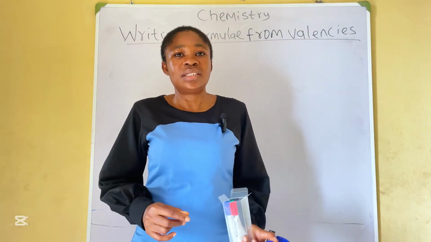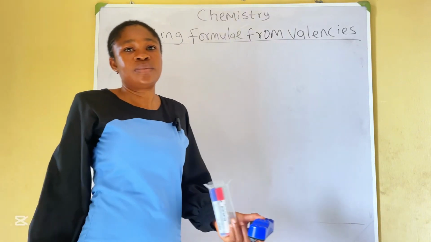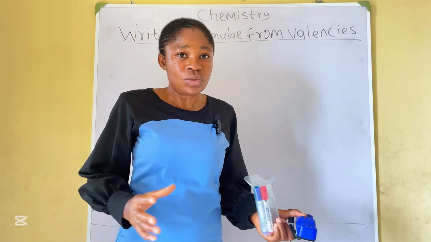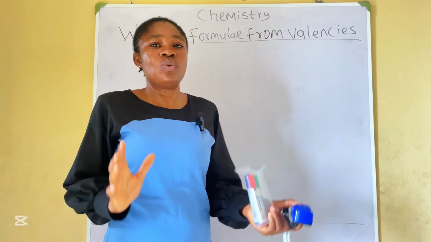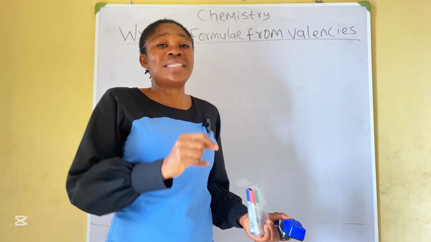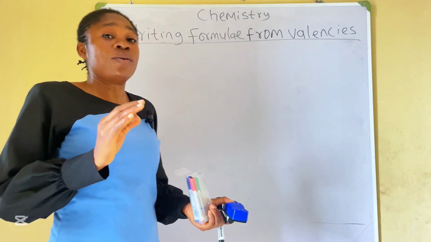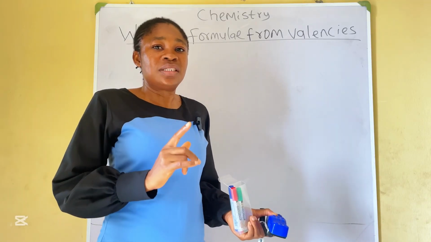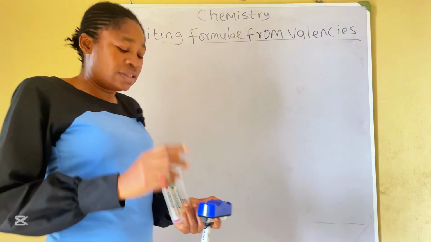On today's lesson, I'll be taking you on writing formulae from valencies. Writing a chemical formula has been quite challenging to some students, but at the end of this lesson, it will be simplified to you. You should also know how to write chemical formula without difficulty. Okay, we're looking at the following terms for this topic: valency, oxidation number, and radicals. Let's look at their definitions.